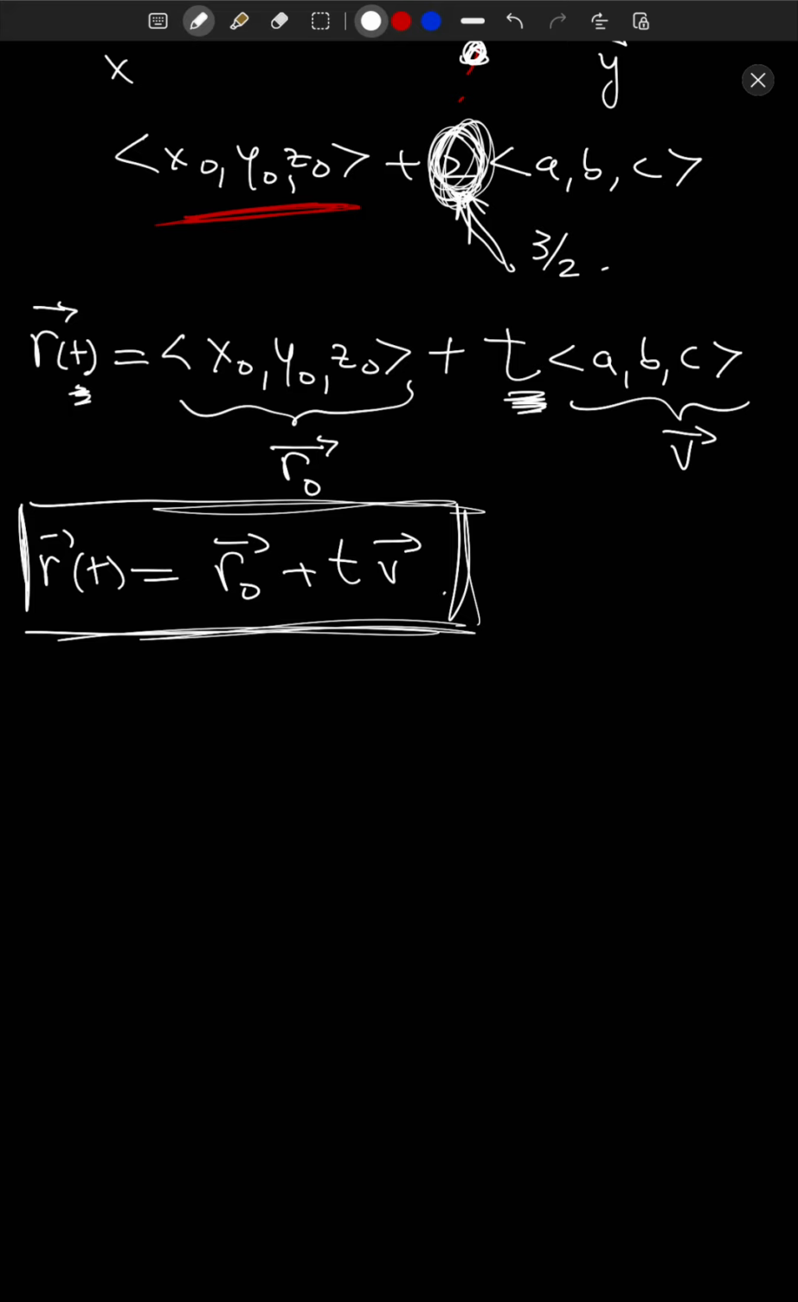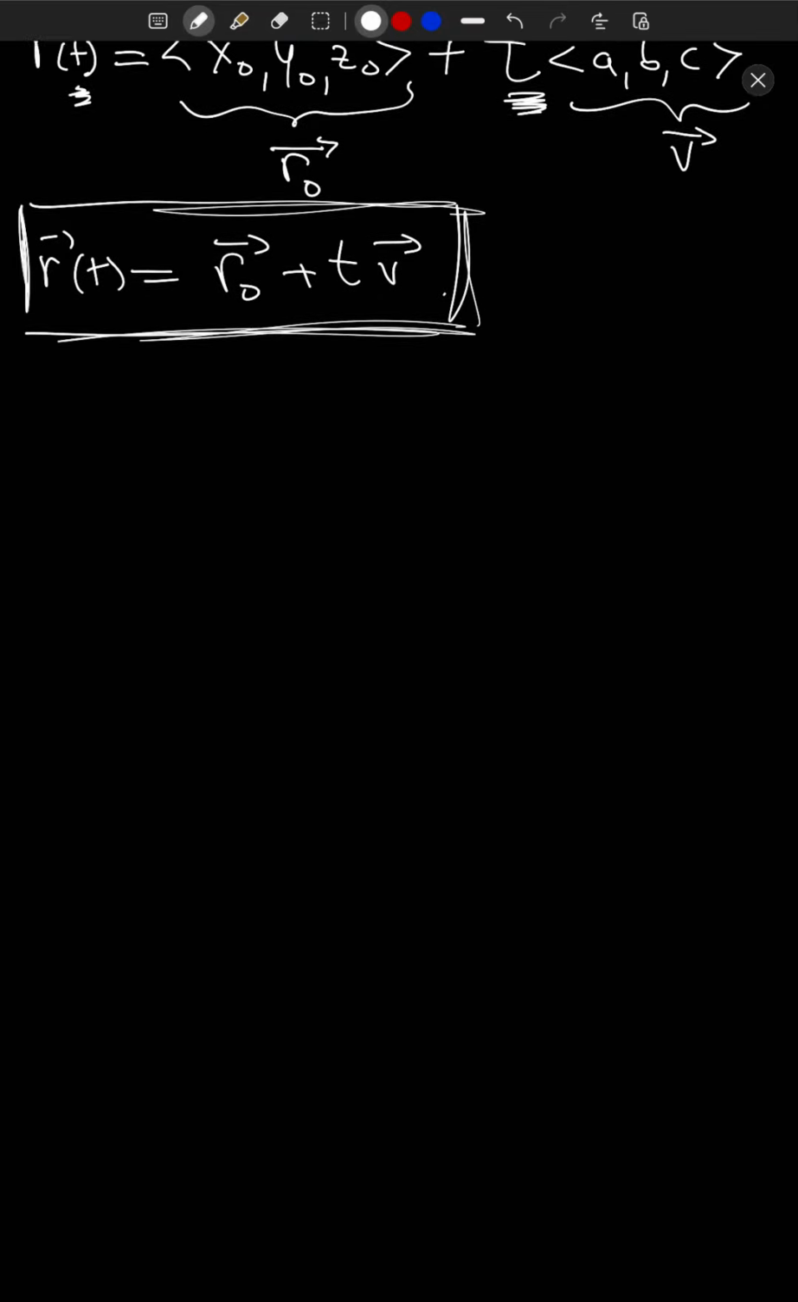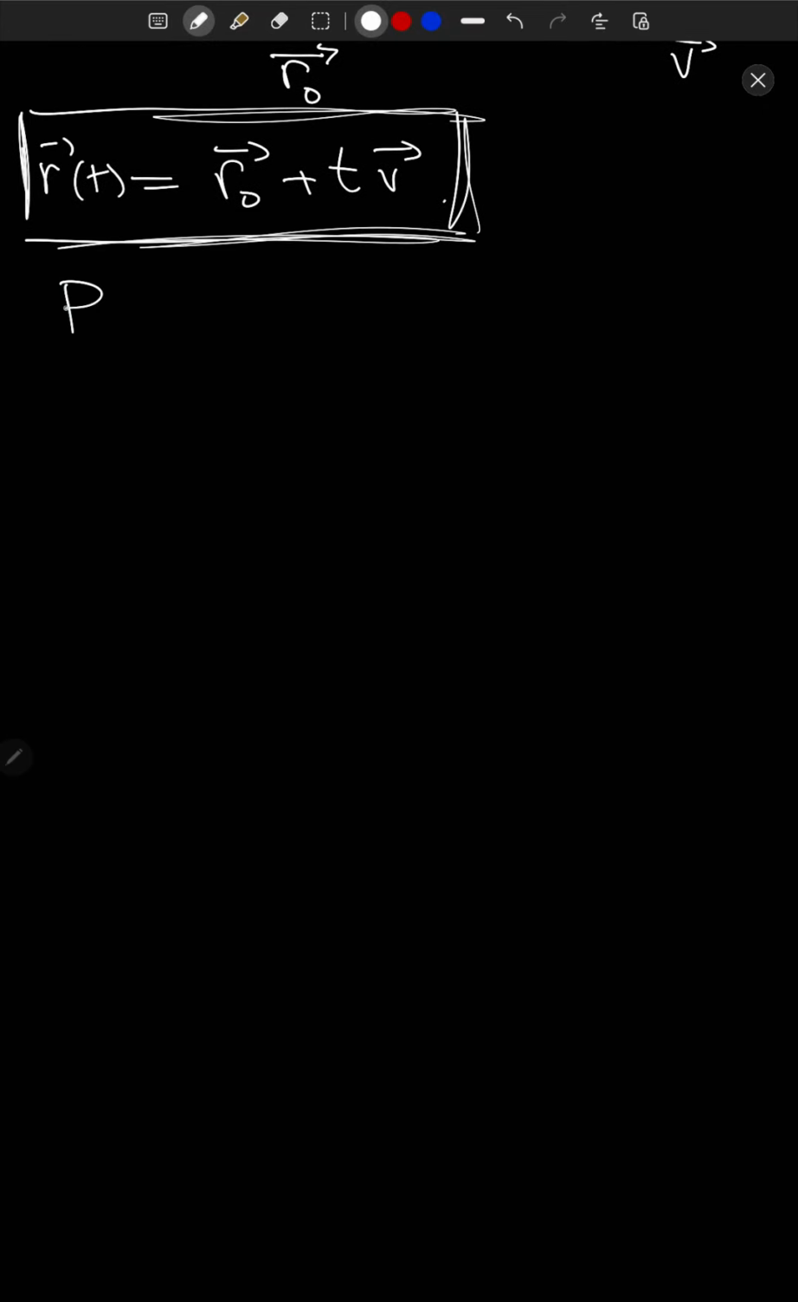Let me talk about another point of view, one that I actually like better. This is a vector description of the equation of a line. We are going to use it quite a bit, but there's another point of view which I like better, which is the parametric equations for a line, or of a line. Doesn't really matter.